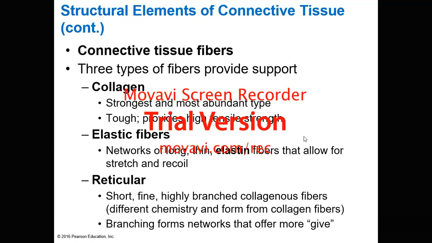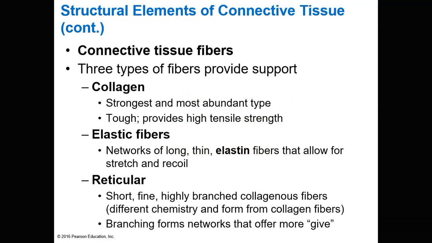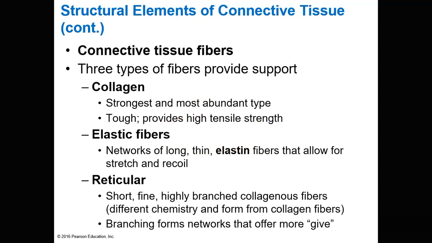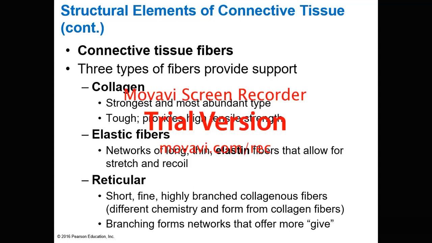So three types of fibers provide support. Collagen is the strongest and most abundant type. So remember that all of the connective tissue has collagen as fibers, except for blood, because blood doesn't have any fibers. But the other three, the connective tissue proper, bone, and cartilage, all have collagen as one of their fibers.